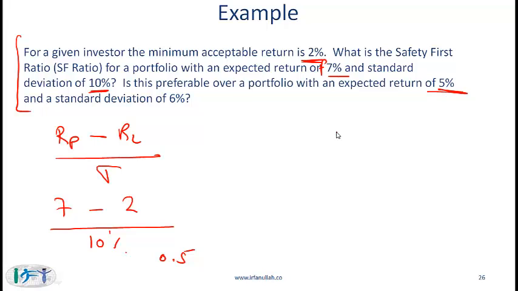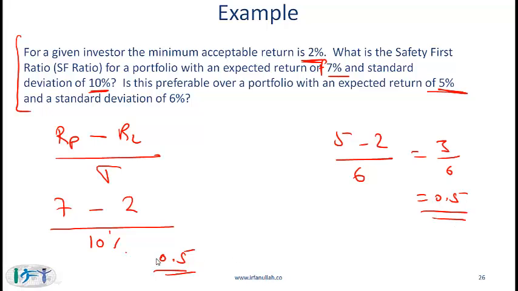So here we do 5 minus 2, which is a threshold level, divided by standard deviation of 6. So we have 5 minus 2, which is 3, divided by 6, which is also 0.5. So it turns out that in this particular example, the safety first ratio is the same. So we can actually pick either one. In both cases, the probability of falling below the threshold level is the same.